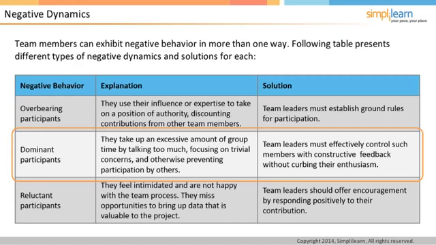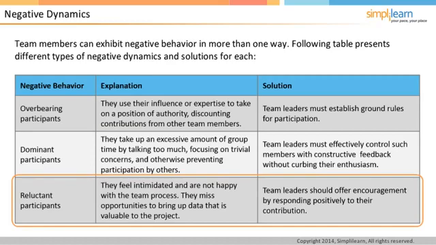Some other participants are reluctant participants, who feel intimidated and are not happy with the team process. Owing to their reluctance, they miss opportunities to bring up data that is valuable to the project. This can often lead to hostility within the team. One way to deal with reluctant participants is to respond positively and with encouragement to any contribution from the team member. Teamwork is more than a natural consequence of working together.